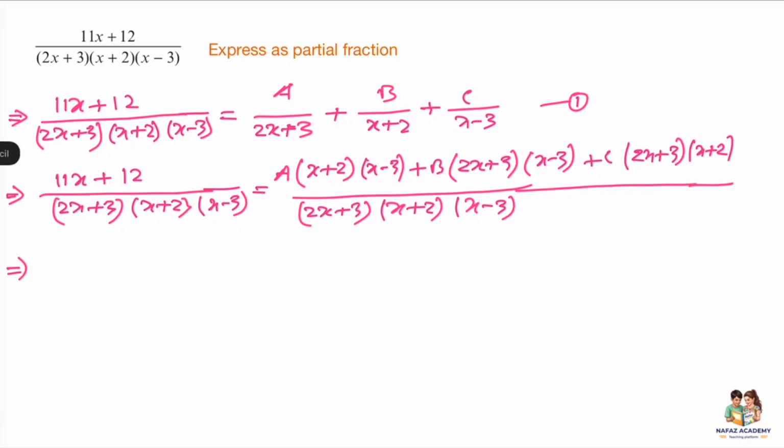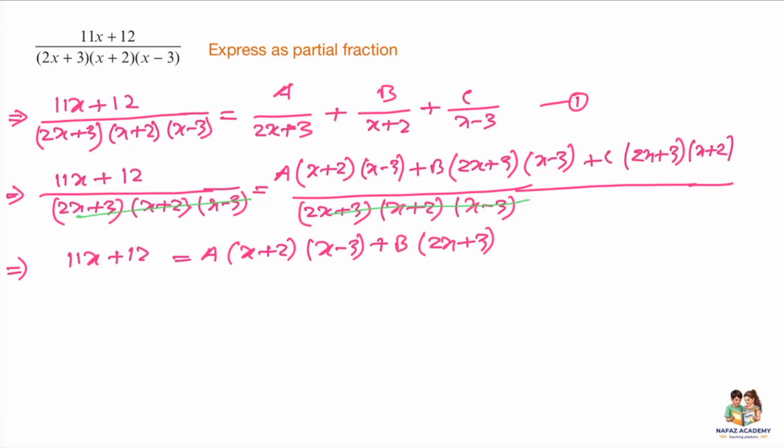Yes, both sides have the same denominator, so cancel them out. The left side is 11x plus 12, equal to the unchanged whole expression. It is boring to write the same thing, but you have to write it. It is necessary for the exam. And x plus 2. Okay, finished. It is equation number 2.